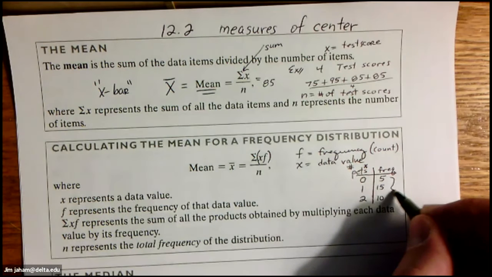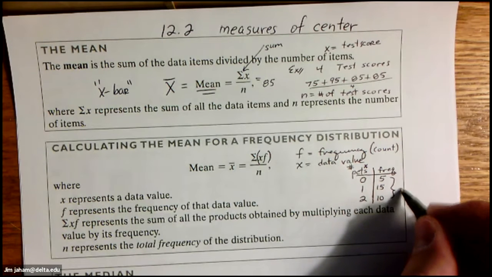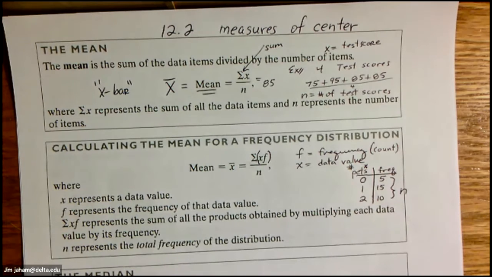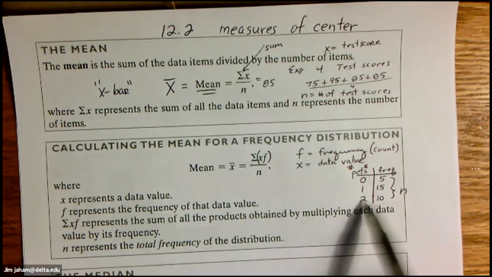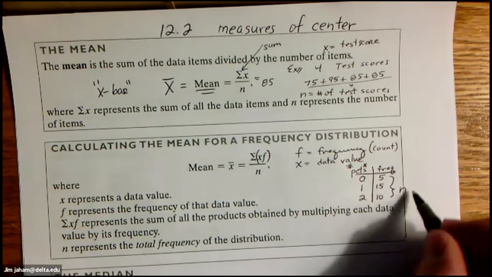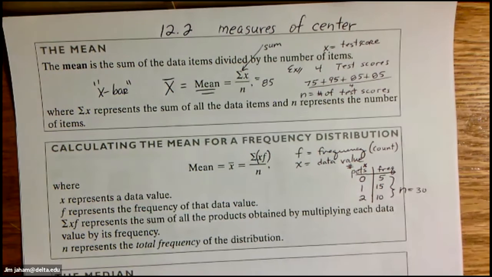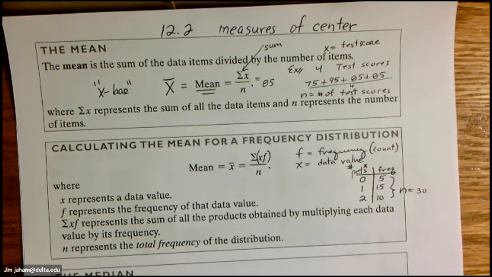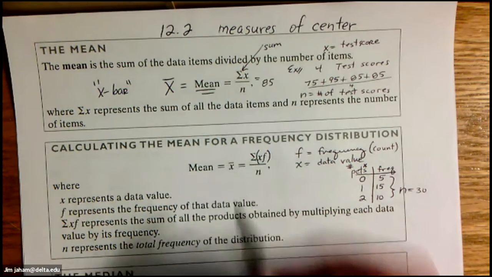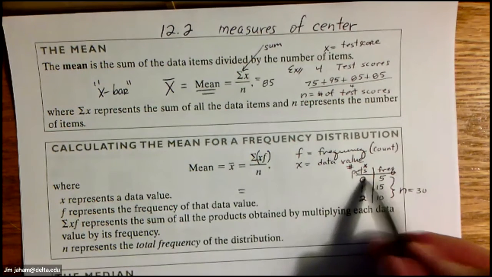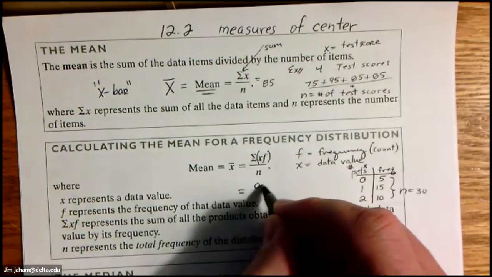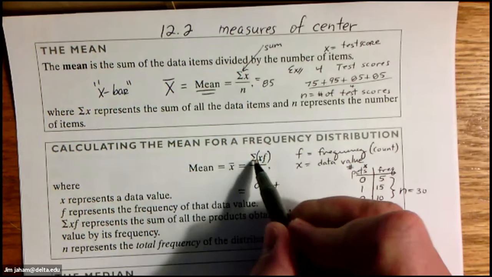When you add up all these frequencies, this is the value of N. This is the total number of students that participated in, let's say, the survey. 5 said 0, 15 said 1, 10 said 2. If you add those together, you get 30. So there are 30 students that participated in the survey. What this formula says is that we're going to take the data value and multiply it by the frequency, and then sum them up.